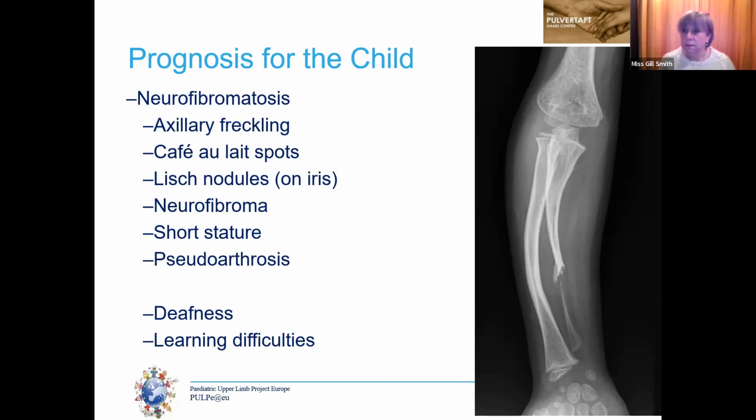Obviously, it's relevant because they may have learning difficulties and they may need support through school. There is a risk, but the risk is much more so with plexiform neurofibromatosis that you get malignant change. And NF2, of course, you get deafness because they're the ones that get acoustic neuromas.